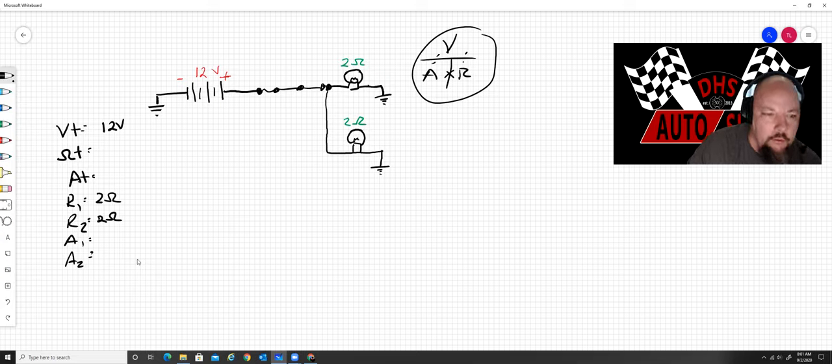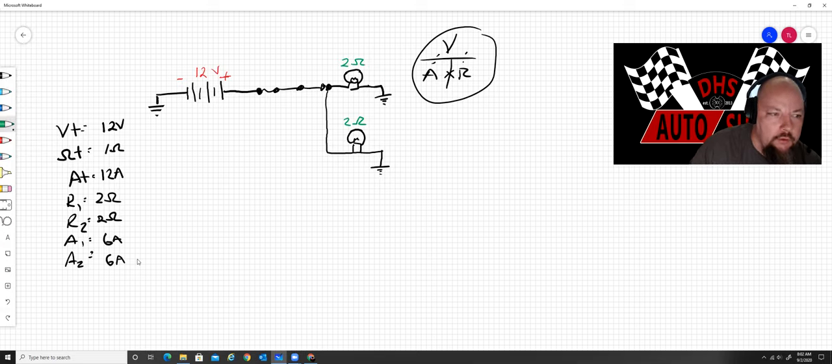12 divided by 2, 6 amps. 12 divided by 2 for the second branch, 6 amps. Total amperage in the circuit, 12 amps. Then we look at our Ohm's law pie for our missing resistance. Volts divided by amps, 1. 1 ohm of resistance total. 12 divided by 12 is 1. Now let's go prove this out.